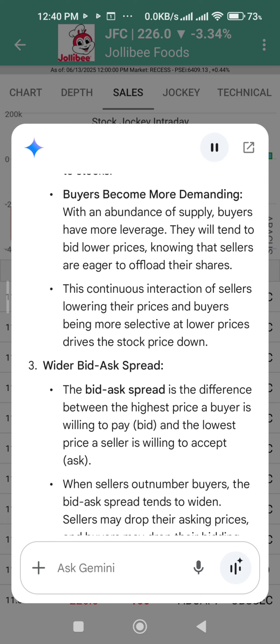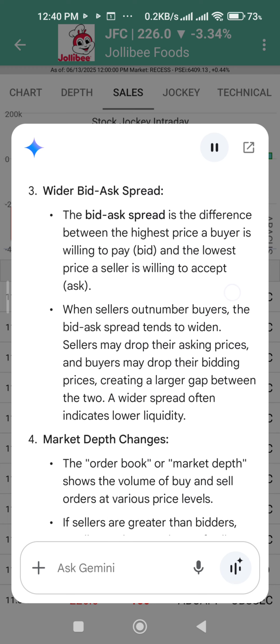3. Wider bid-ask spread. The bid-ask spread is the difference between the highest price a buyer is willing to pay, bid, and the lowest price a seller is willing to accept, ask. When sellers outnumber buyers, the bid-ask spread tends to widen. Sellers may drop their asking prices, and buyers may drop their bidding prices, creating a larger gap between the two. A wider spread often indicates lower liquidity.